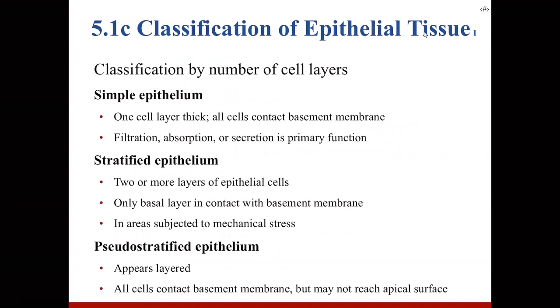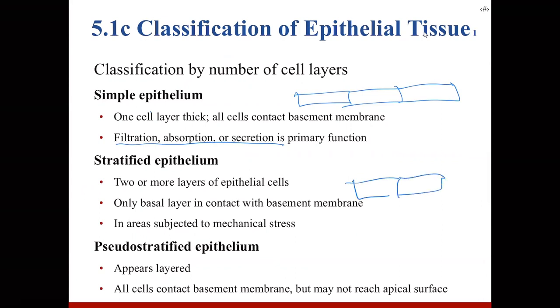Now, epithelial tissue, the way we classify it is based on how many layers of cells. Simple epithelium just has 1 layer of cells. We kind of talked about that before. If it only has 1 layer, it's going to secrete or absorb. If it's got more than 1 layer, we call it stratified. Stratified is more protection, because you have many layers. So there's some sort of stress going on.